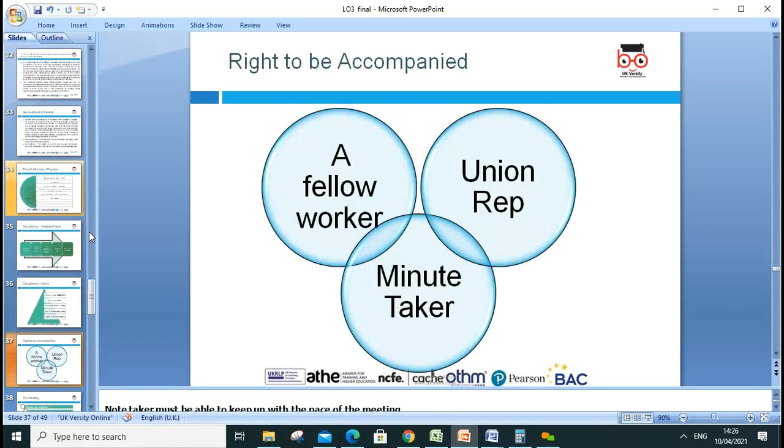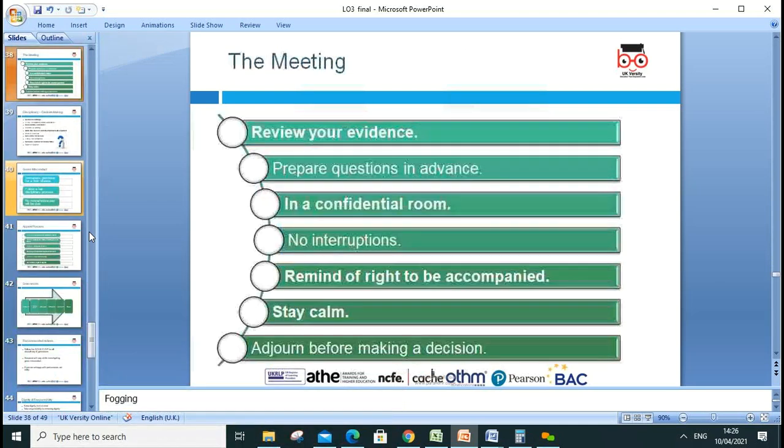The employee has the right to be accompanied by a fellow worker or a union rep, and minutes should be taken. They should be given the opportunity to respond if you are going to dismiss them. Review your evidence and prepare the questions. Otherwise, we can end up at an employment tribunal. If the company does not provide reflective jackets, and you fell down while working in a warehouse environment, then of course it is real. One guy got 50,000 pounds in damages.